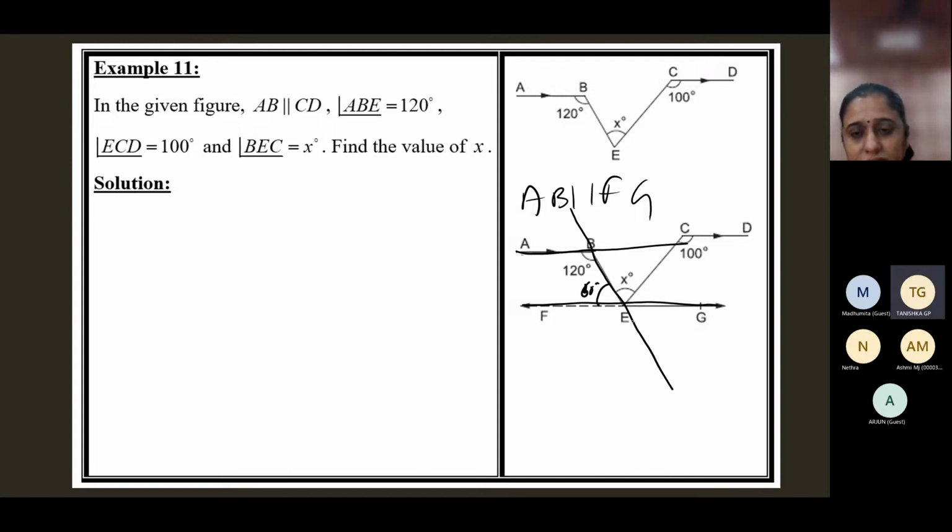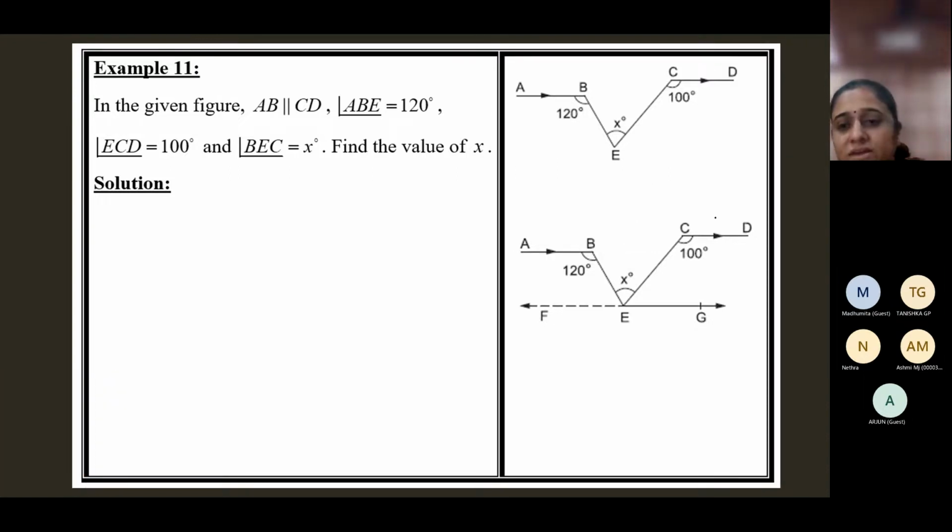AC and FG are parallel lines, ma'am. This part is right. Again, you're saying AC? No, ma'am. CD and FG, ma'am. CD and FG. Yeah, okay. They're parallel.